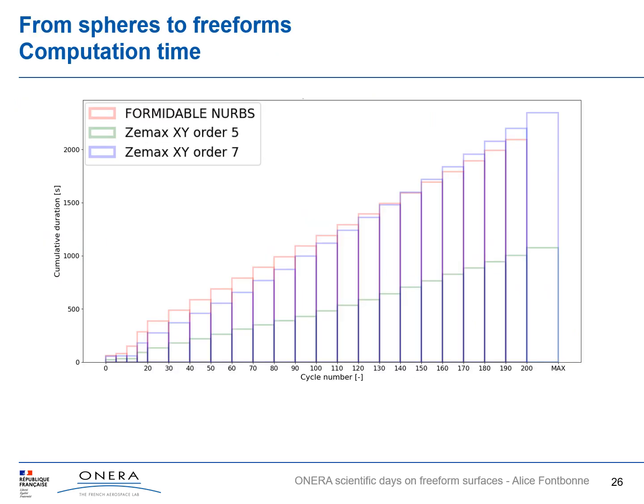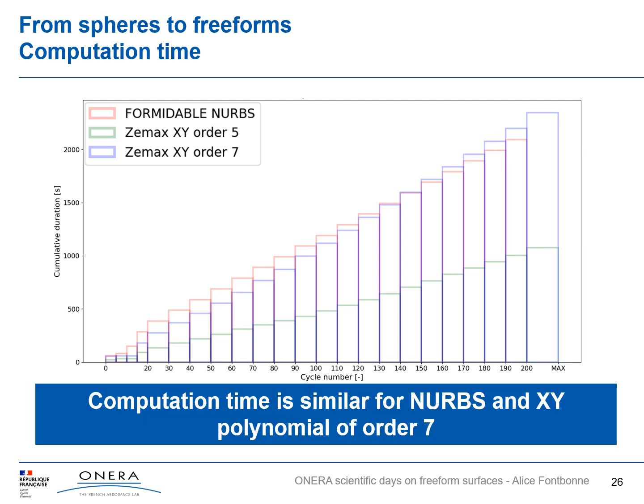To answer this question about the computation time, here is a graph of the cumulative duration of the optimization as a function of the cycle number of optimization. And here you can see that the fastest is optimization with Zemax of XY polynomial of order 5, but Formidable and XY polynomial of order 7 is quite the same. So computation time is similar for NURBS and XY polynomial of order 7.